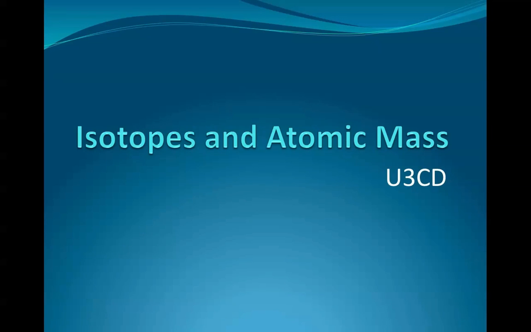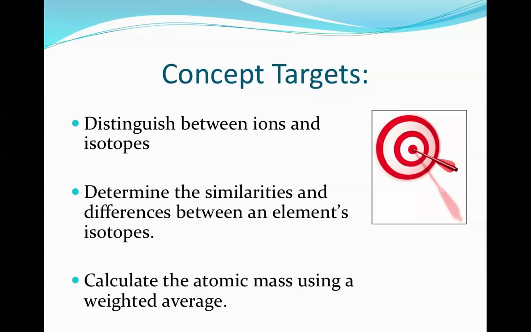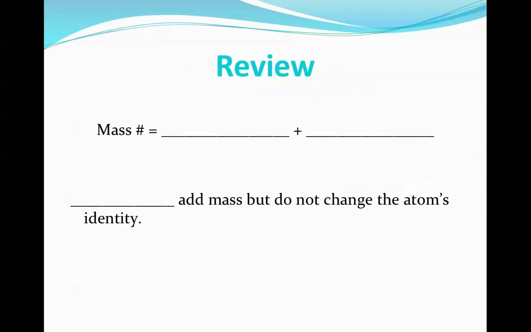In Concept A, we're going to be talking about isotopes and how to calculate their atomic mass. By the end of this lesson, students should have a basic idea of how to distinguish between ions and isotopes. That's going to be one thing we'll focus on in class tomorrow specifically. But also be able to determine the similarities and differences between an element's isotopes and be able to calculate the atomic mass using what's called a weighted average.